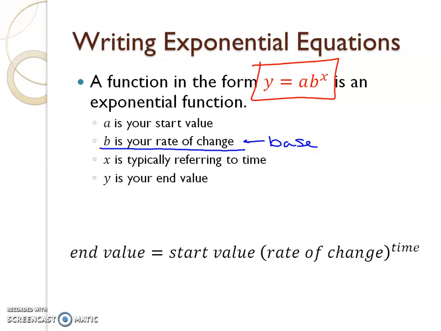Now, that base is going to represent your rate of change. So it's kind of like your slope, except slope on a line increases at a constant rate. And your rate of change on this exponential function does not increase at a constant rate. It increases more rapidly, which is what causes it to have a sharp curve. But that is still technically our rate of change, our b.